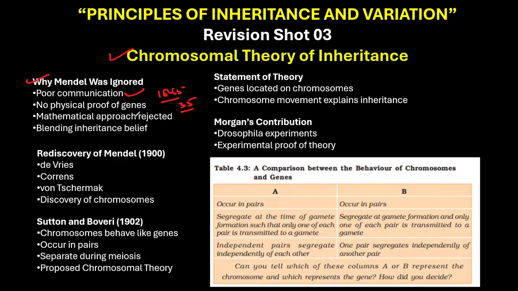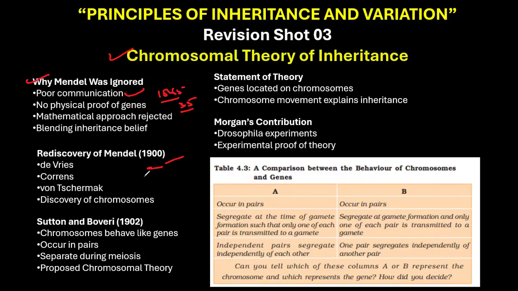Now, after that, the rediscovery of Mendel happened in 1900, and three scientists, Hugo de Vries, Correns, and Schermak, rediscovered Mendelism. At the same time, microscopy improved, and scientists discovered chromosomes inside the nucleus. This was the same time, in 1900.